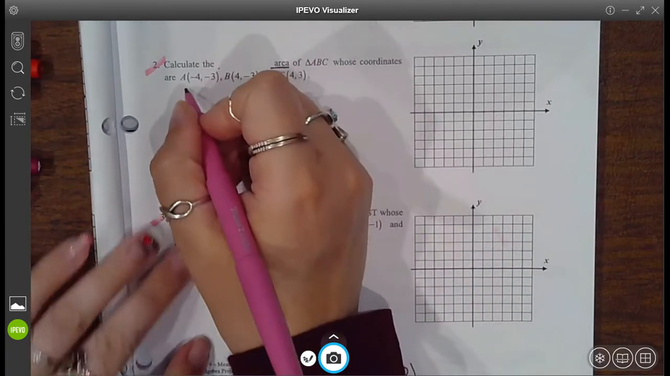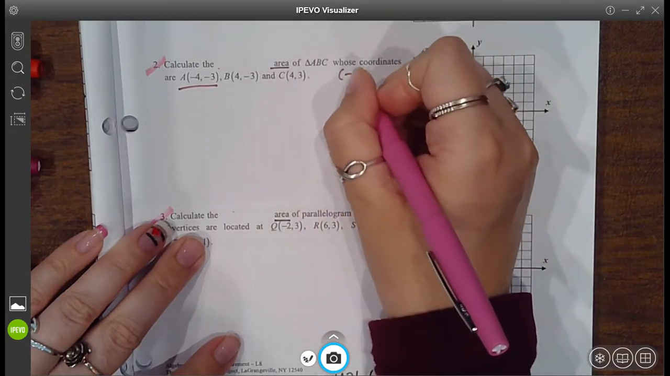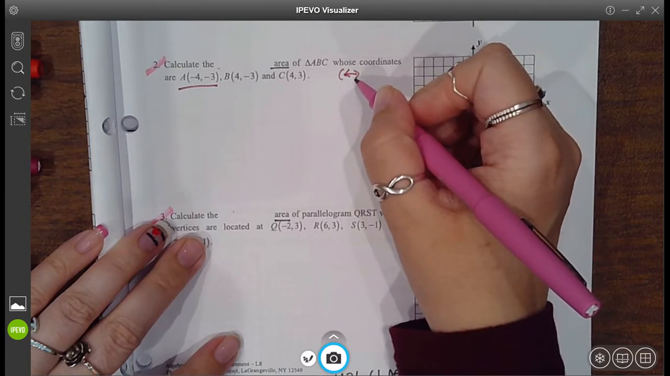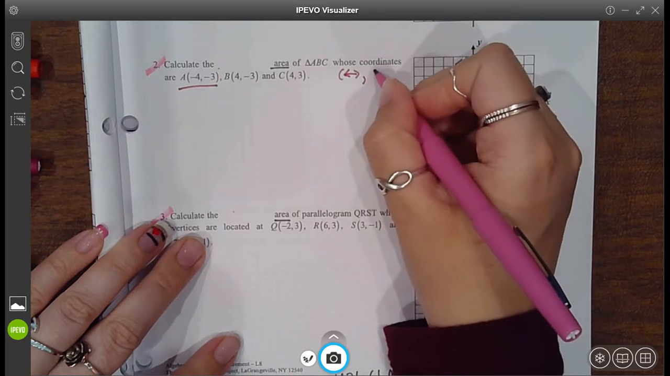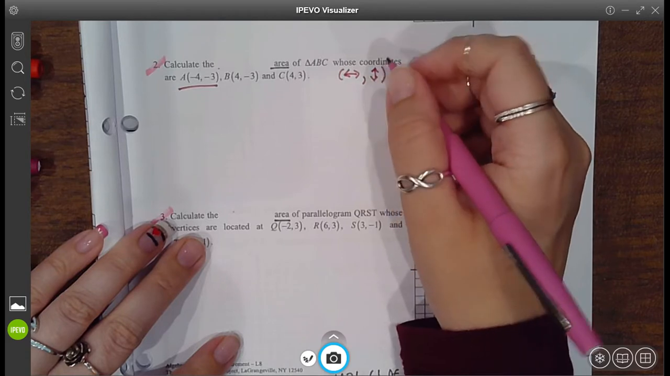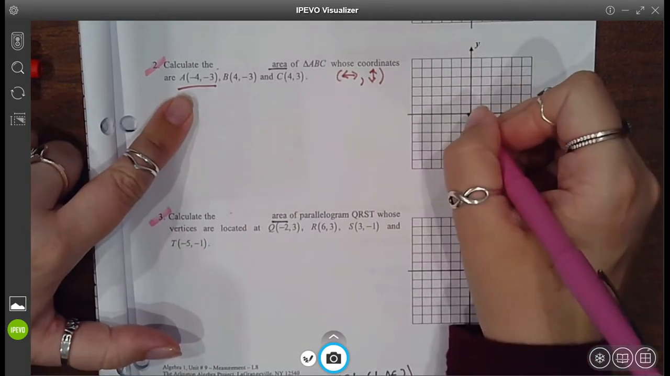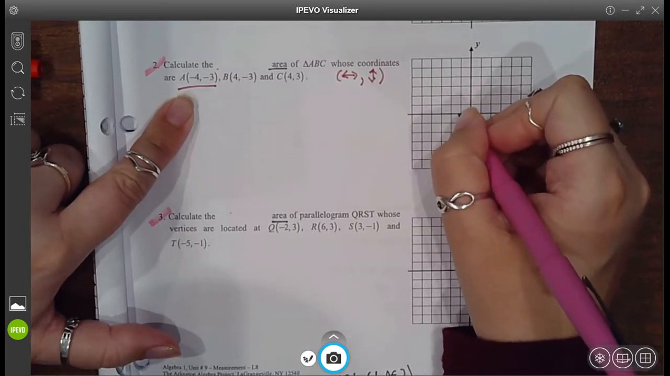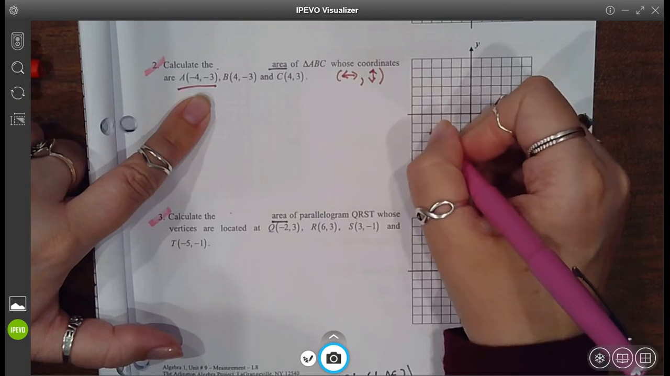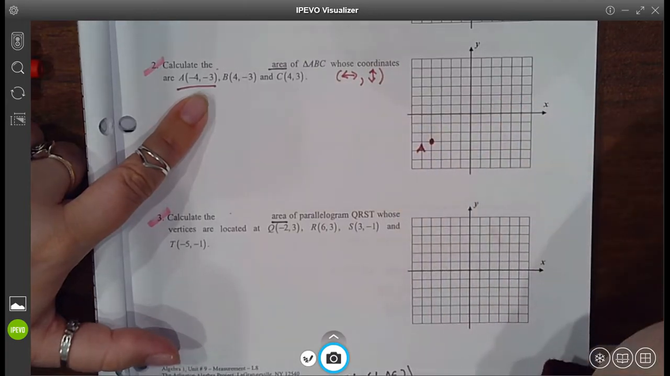First off, let's plot point A. The first number always tells you right or left. If the first number is positive, you go to the right that many. If the first number is negative, you go left that many. The second number tells you up or down. If the second number is positive, you go up that many. If the second number is negative, you go down that many. All right, so -4, -3 means left 4, 1, 2, 3, 4, and then down 3, 1, 2, 3. So draw that dot there and then label the A right around it, okay?